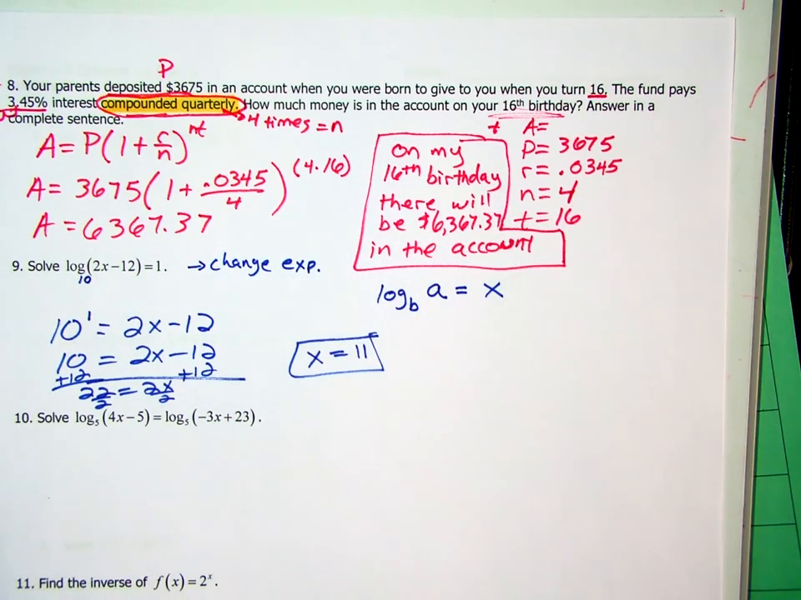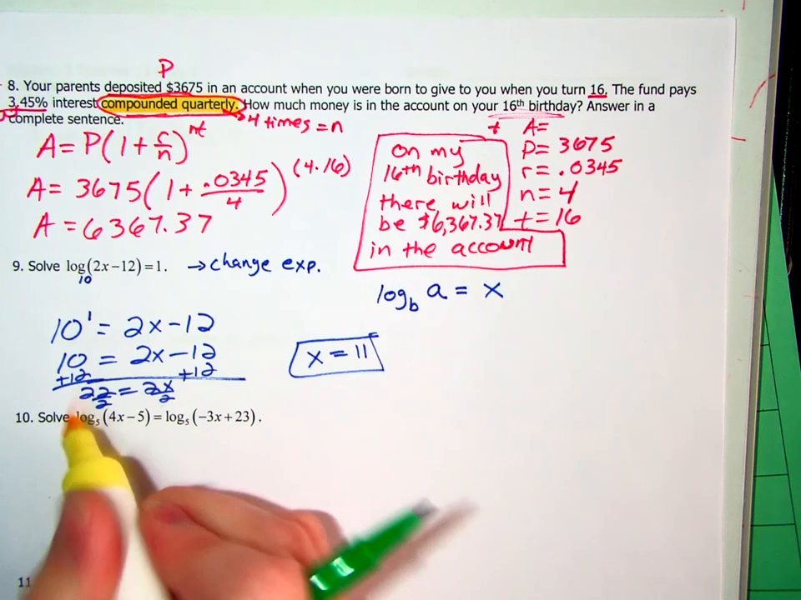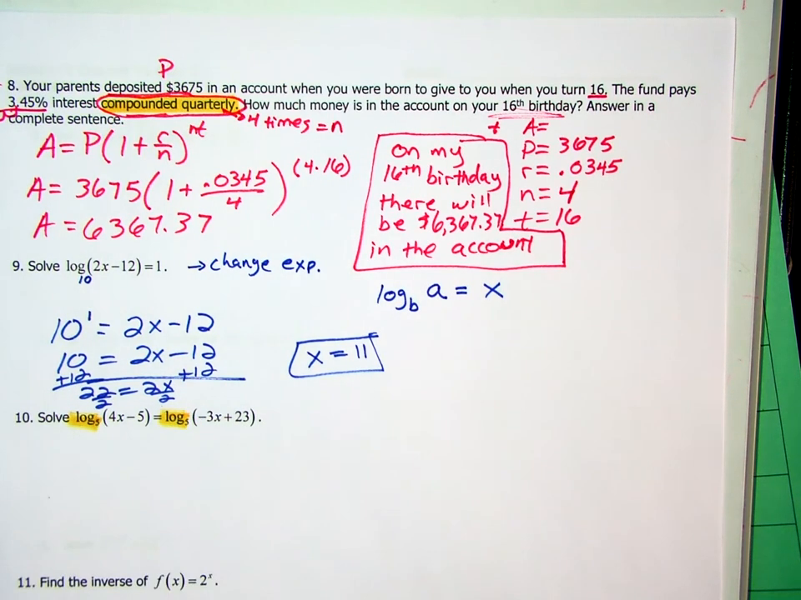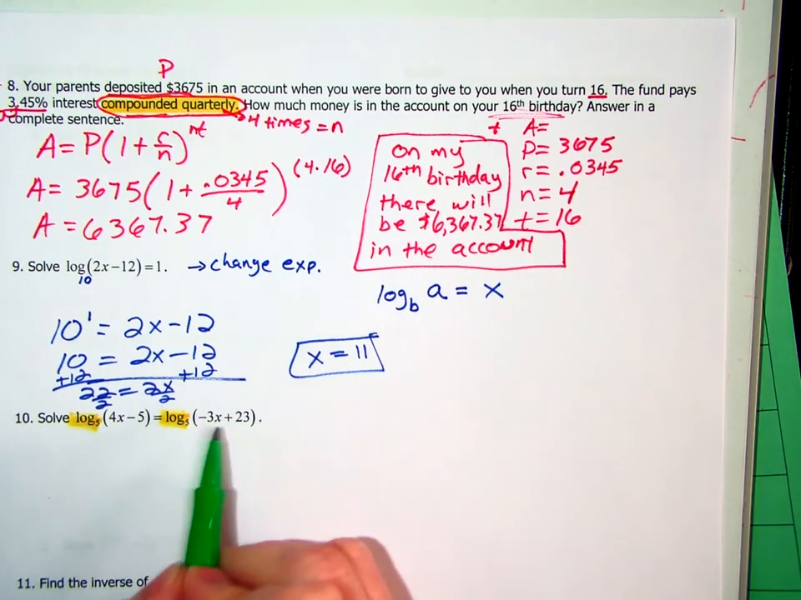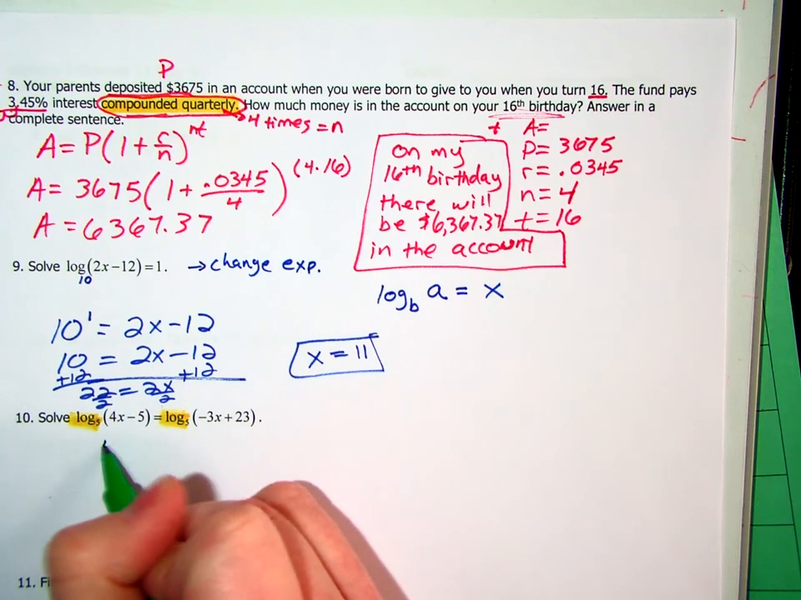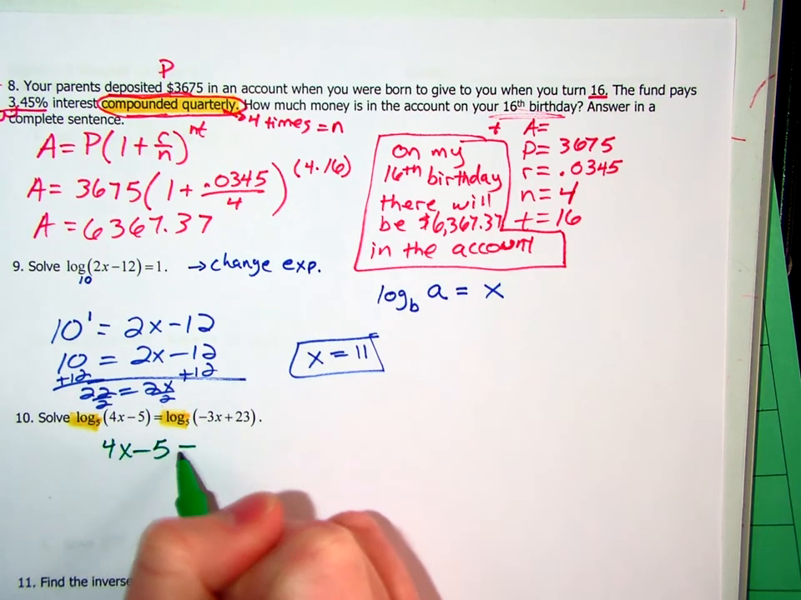All right, number 10. Well, the nice thing about number 10 is this is just like exponents. If my bases are the same, then my exponents have to be equal. So here, my logs with their bases are the same, so that means what's in the logs have to be equal as well. So I can just go straight to setting these equal.